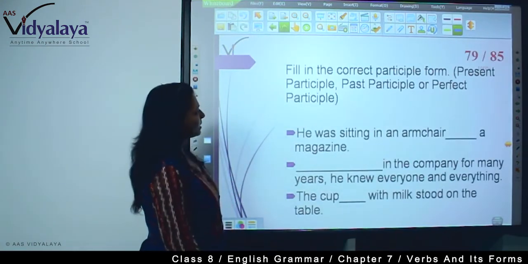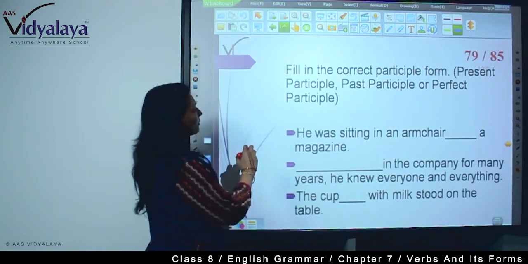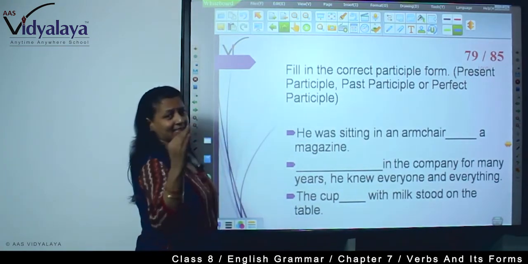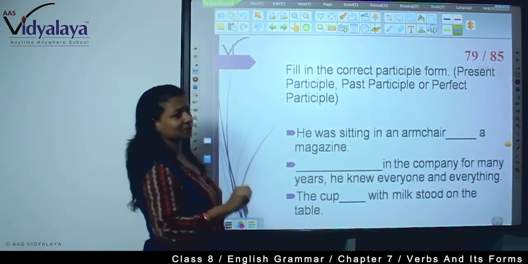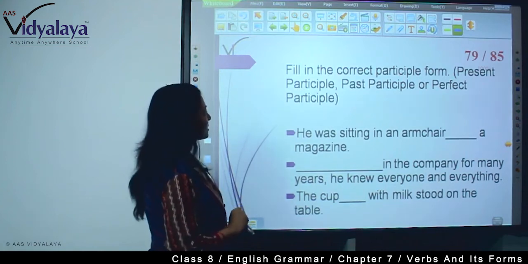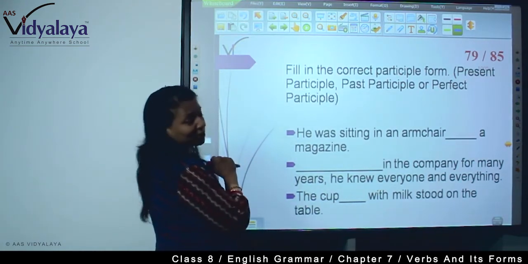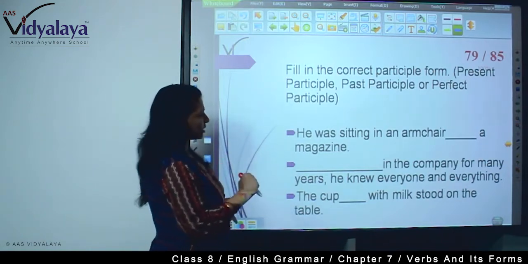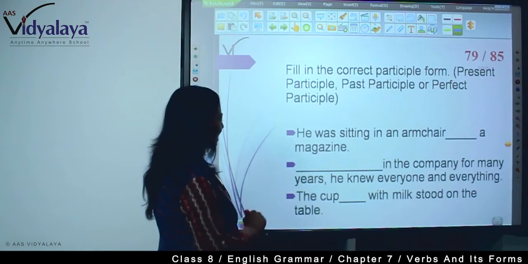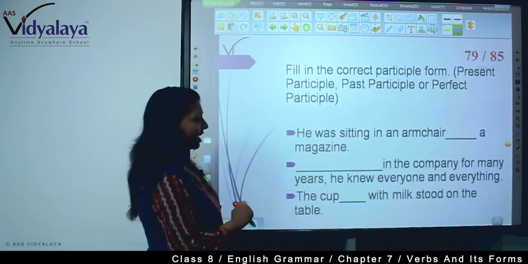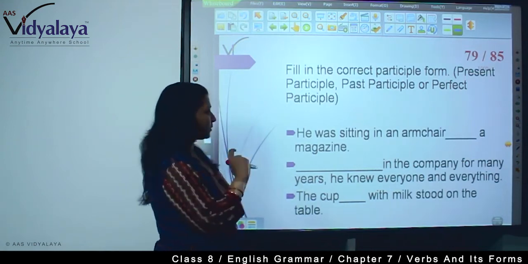Now, correct participle, present, past and perfect. He was sitting in an armchair, you will have to write present participle, ing, verb plus ing, past participle, ed, you know, and perfect participle, having plus past participle. Now, he was sitting in an armchair. What will you have to write? Reading a magazine. So, you will have to finish it on your own. In the company for many years, he knew everyone and everything. Answers are given. You will have to write on your own.